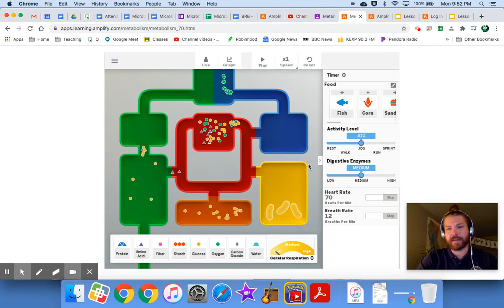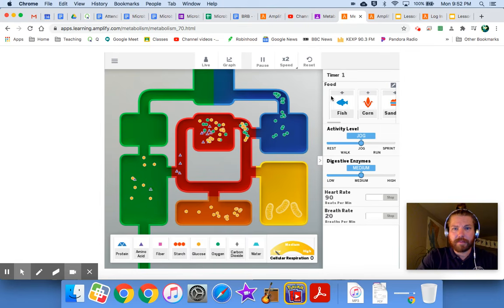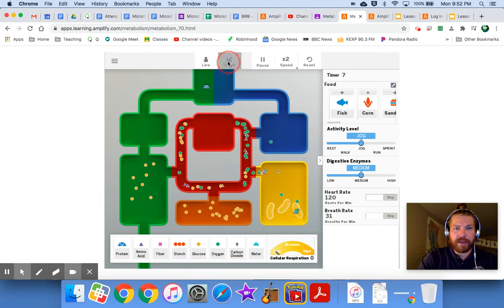Hey, can we just do this together? It'll be easy. So I'm going to bump up my speed, actually, because I love bumping up the speed. I'm going to hit play. I'm going to feed a fish and then go to the graph view. Fish, play. Eat a fish. Graph view.